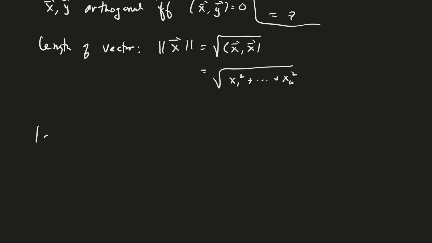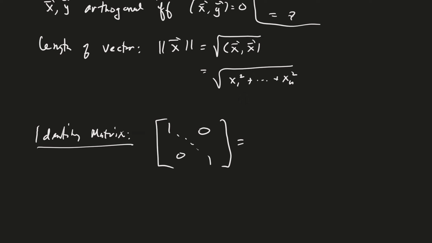The identity matrix. The identity matrix is the matrix with 1s along the diagonal, 0s everywhere else. And so typically the identity will always be square, so we only need one index. We'll assume that that's an n by n, right? So square matrix. Good.